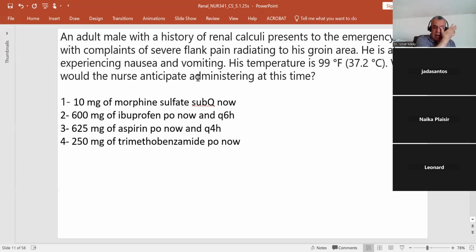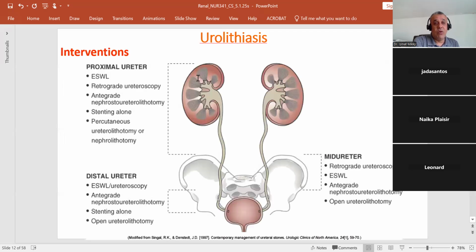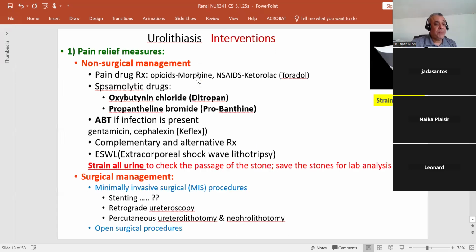This severe pain of renal colic should be treated with narcotic analgesics such as morphine sulfate. If you try ibuprofen or any other NSAID or anything else, it's not going to touch them because it's severe pain. Renal colic, again, sometimes it's even worse than the acute MI pain. So any other medications other than the narcotic analgesics are not going to be effective to alleviate pain for this patient. So urolithiasis, different levels, different types. Pain management.